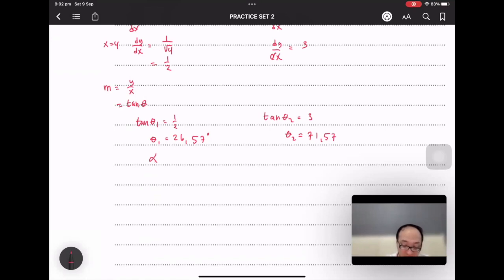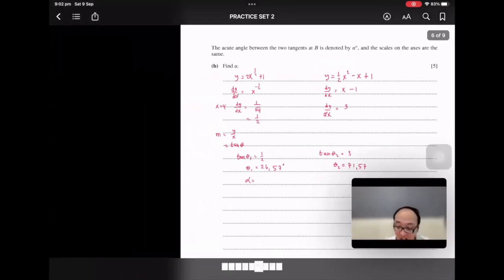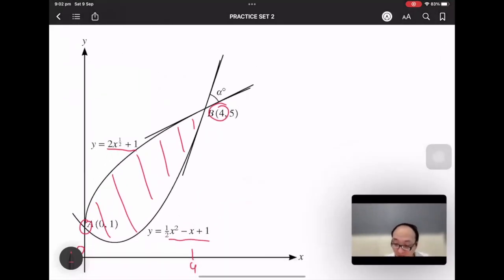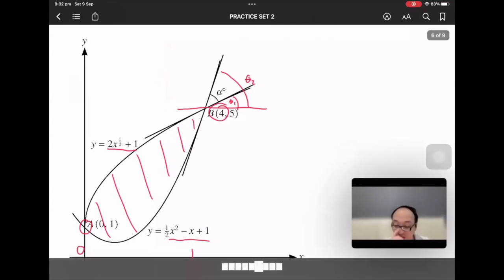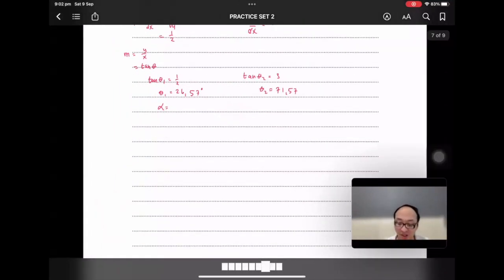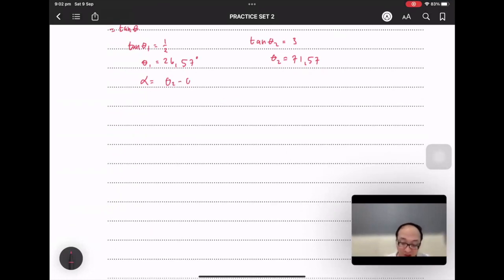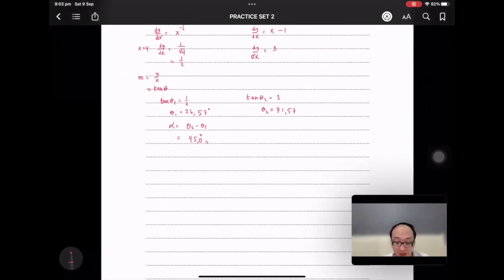So that means the alpha will be the angle. So if we compare this, this will be theta 1 and this will be theta 2. So alpha will be theta 2 minus theta 1. So 71.56 minus 26.57. So 45 degrees. Yeah, that's the angle between the two tangents.